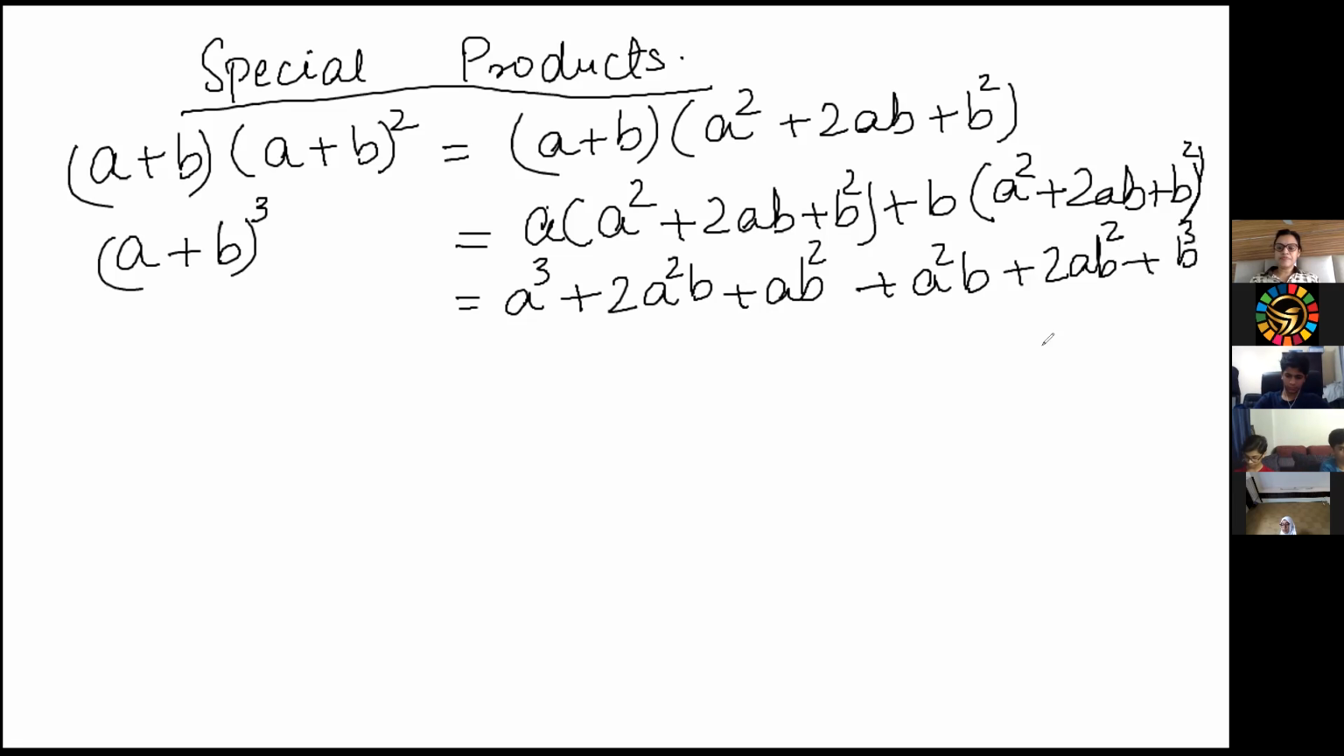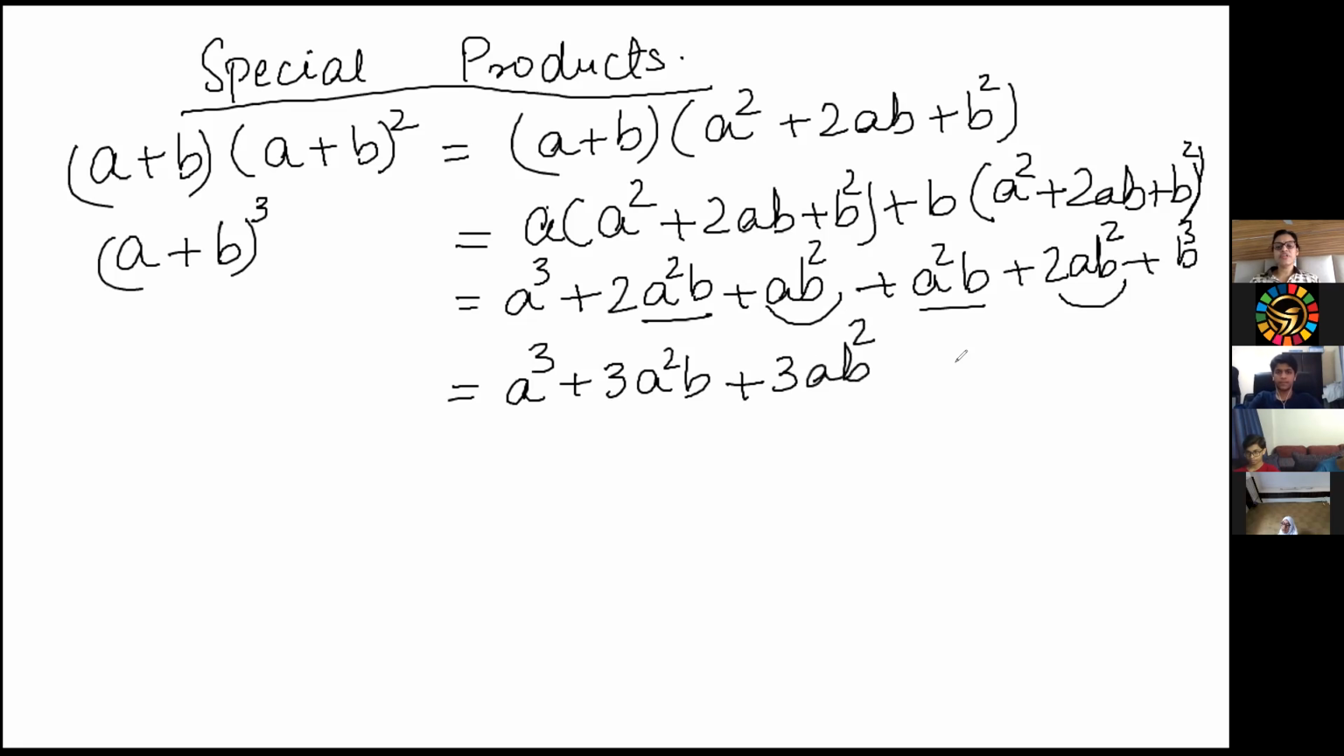Now just solve the same things. This is a square b and this is a square b. If you have the same variable, a square b and a square b, can you join this, Mudabbir? 2a square b and a square b, how much is it? Ma'am, 3a square b. What else can you join? This one, ab square and 2ab square. How much is it? Ma'am, 3ab square. And the last term left is b cube.